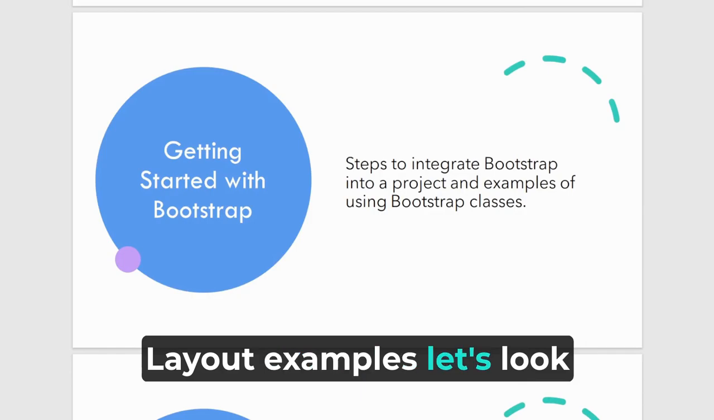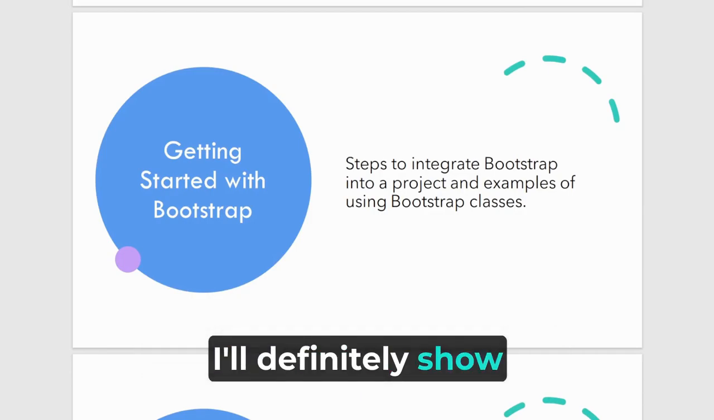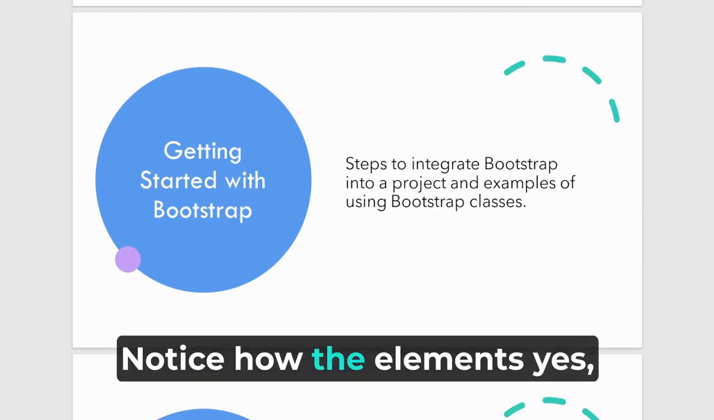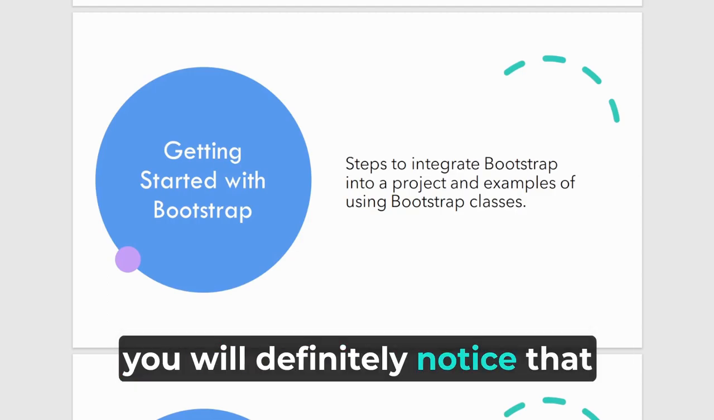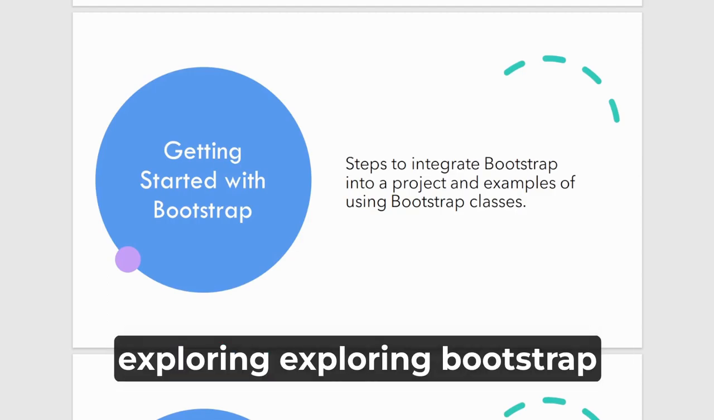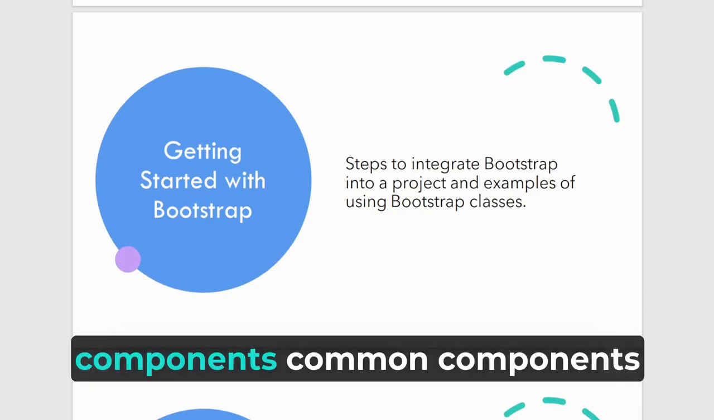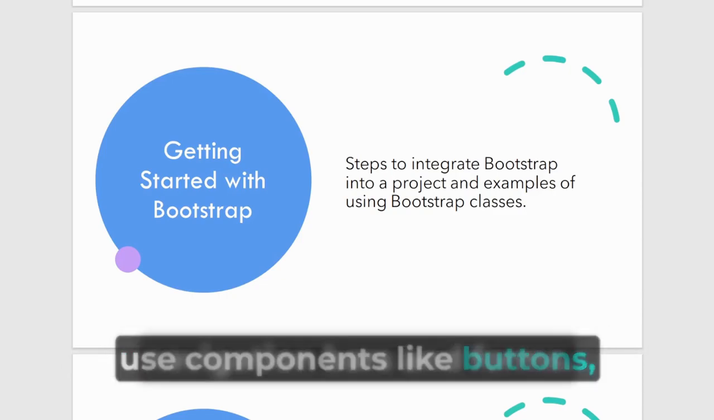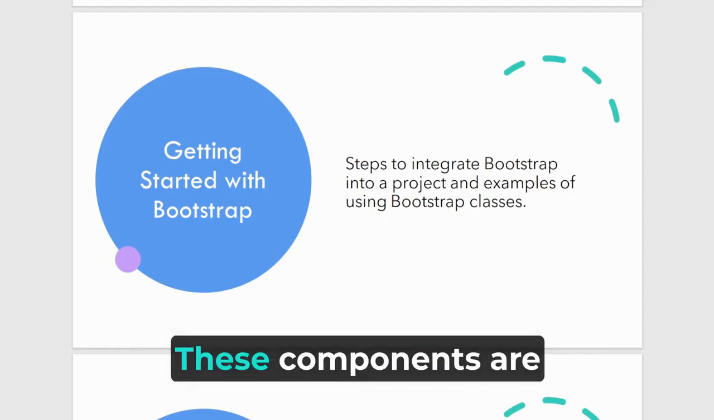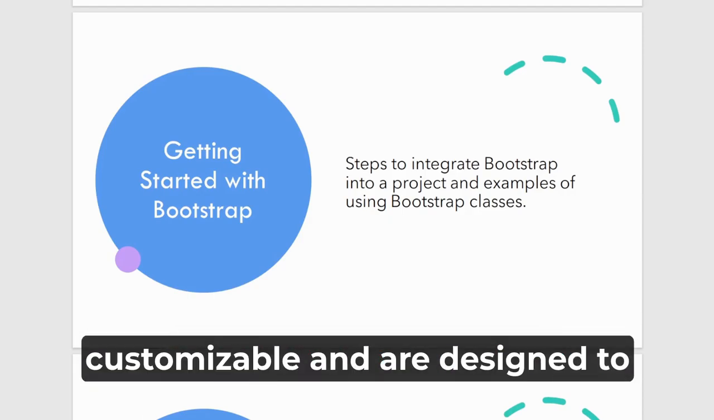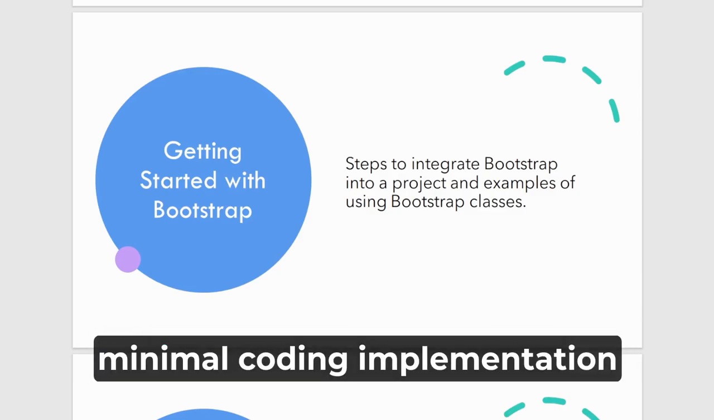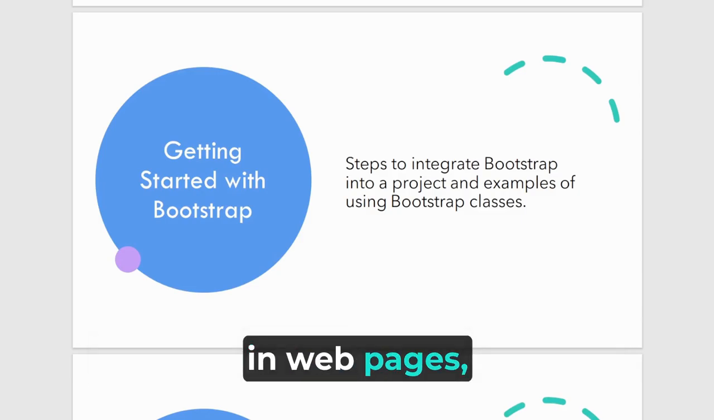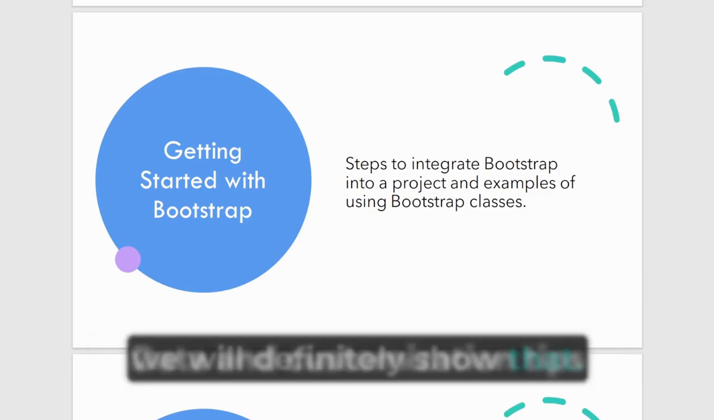Layout examples. Let's look at some layout examples. I'll definitely show some later on, guys. Yes, you will definitely notice that. Exploring Bootstrap components. Common components. Bootstrap comes with ready-to-use components like buttons, navigation bars, and forms. These components are customizable and are designed to provide functionality with minimal coding. Implementation in web pages. We will definitely show that later on.